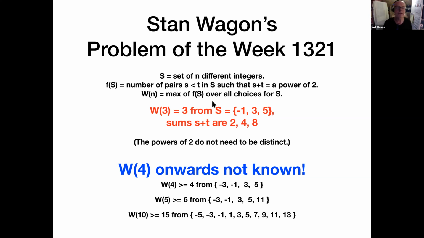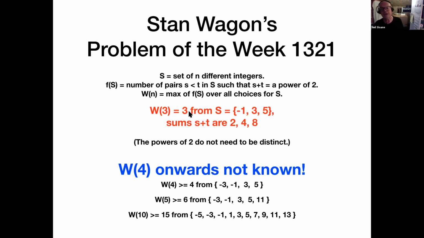So for example, you can solve W of 2, it's trivial. But W of 3, we want 3 numbers such that the sums in pairs are powers of 2. So take -1, 3, and 5, and you get -1 plus 3 is 2, good. -1 plus 5 is 4, good. 3 plus 5 is 8. So we've gotten 3 powers of 2, 2, 4, and 8. And those don't have to be distinct. And the question is, what's the most you can get?